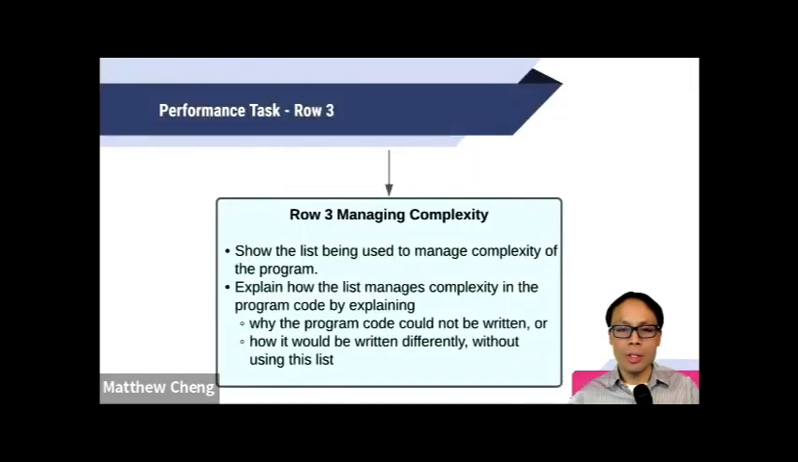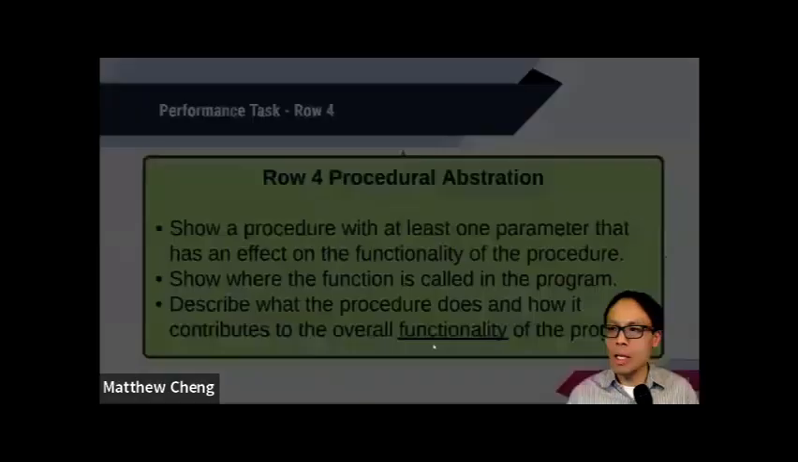Row 3 is managing complexity. This is asking students to explain why that data structure is being used, and also how the program could be written, or could not be written, without using this data structure. Arrays and lists specifically are fundamental data types for storing multiple values. So students have to explain how they could not write this program without it, versus having it there and managing the complexity of the program.